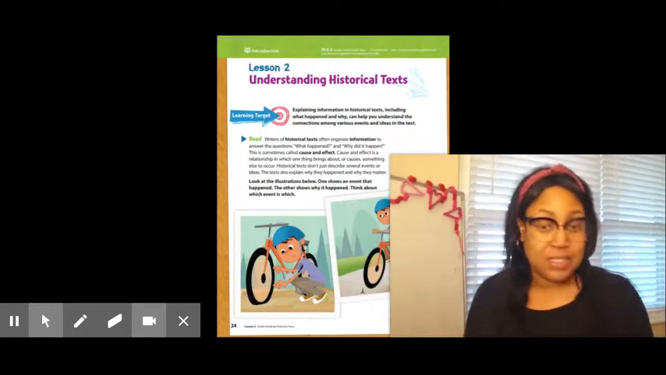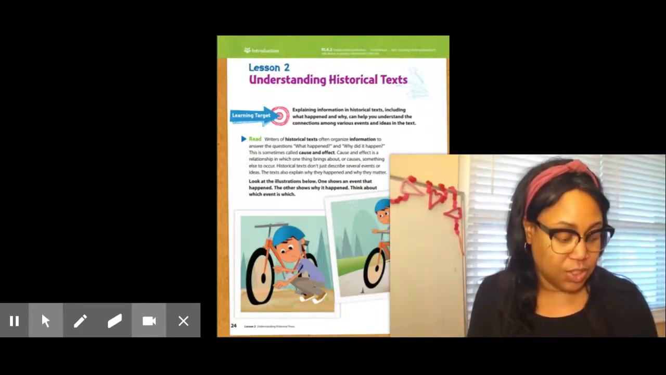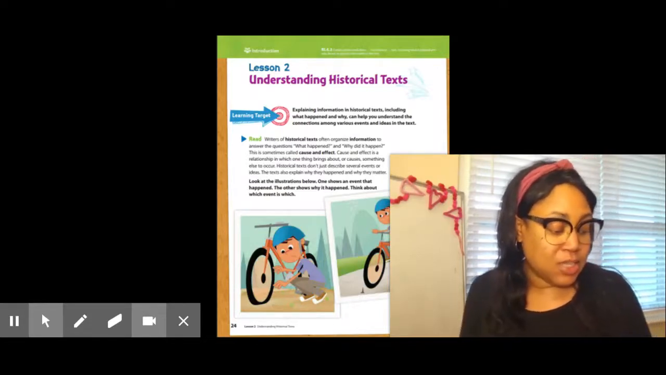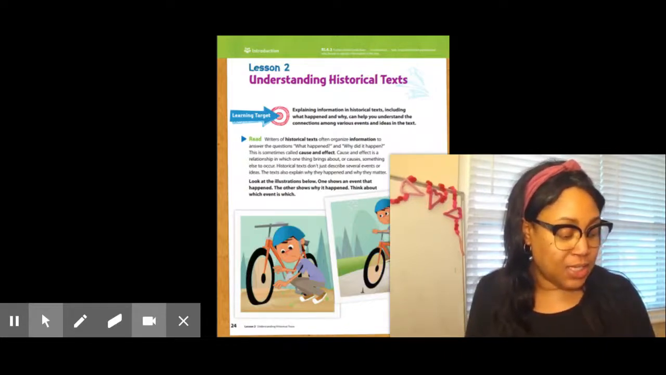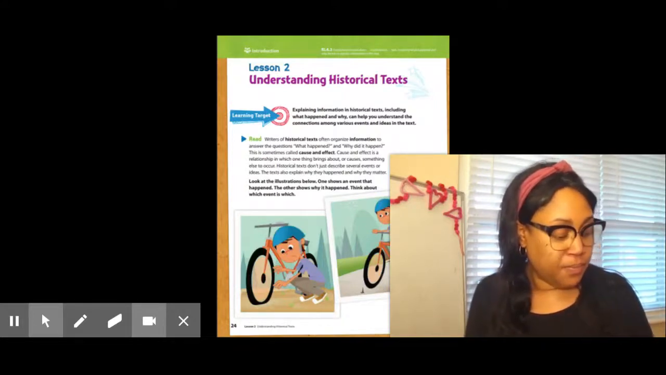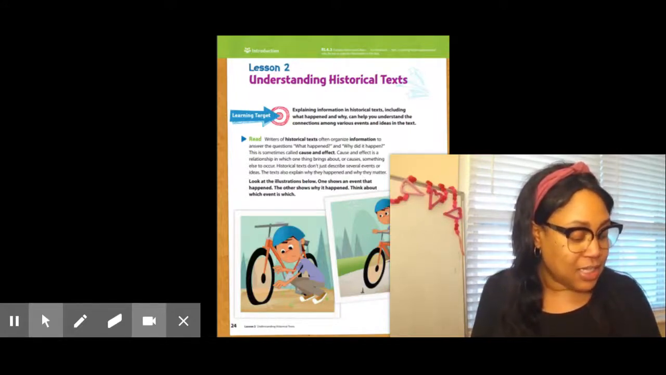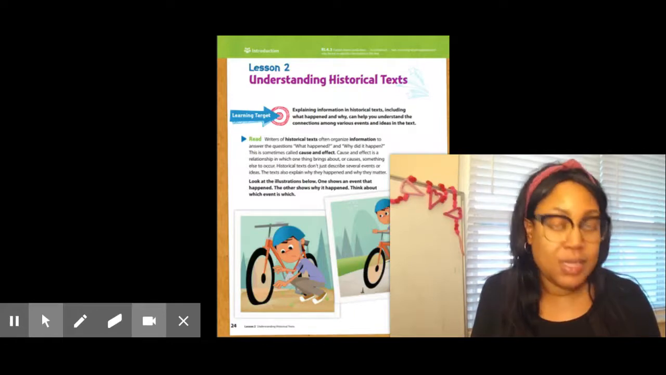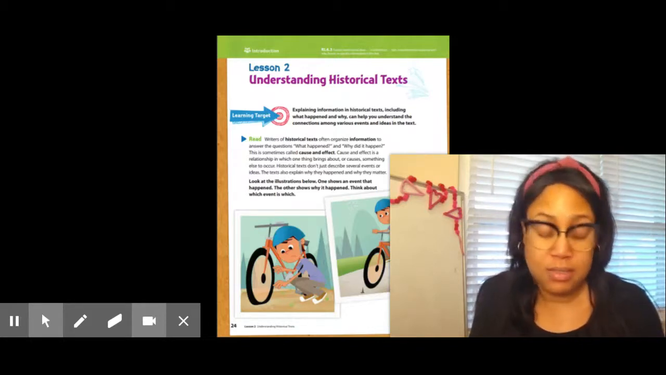Writers of historical text, I'm on page 24, often organize information to answer the questions: what happened and why did it happen? This is sometimes called cause and effect. Cause and effect is a relationship in which one thing brings about or causes something else to occur. Historical texts don't just describe several events or ideas. The text also explains why they happened and why they matter. Again, the goal is to understand why so that we are able to better understand the world around us.